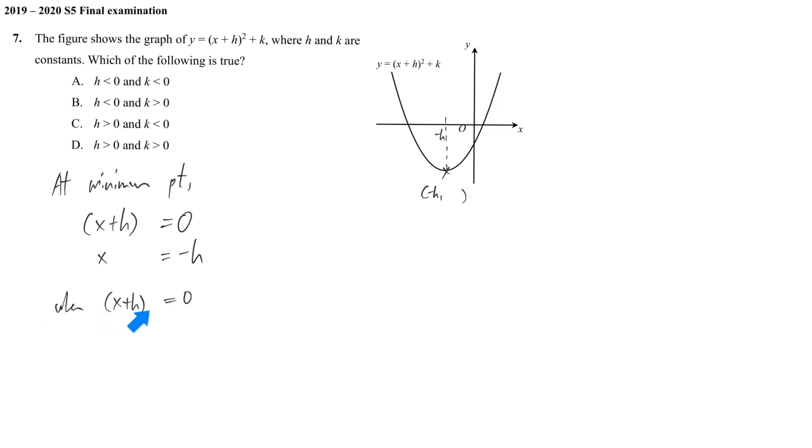At the same time, when x plus h, the bracket, equals 0, what will happen to the final outcome? y will equal to 0 squared plus k. That means y equals k. So the height is k.